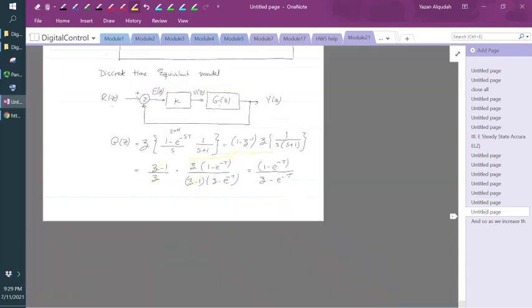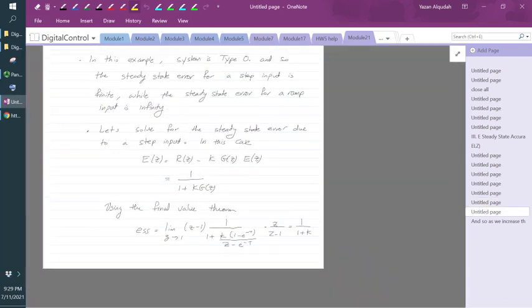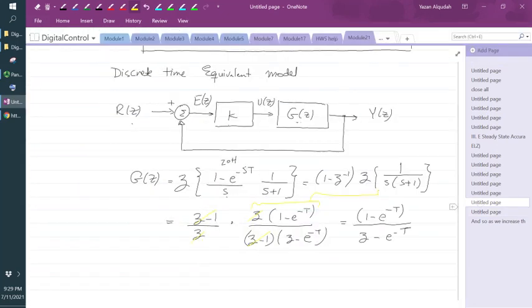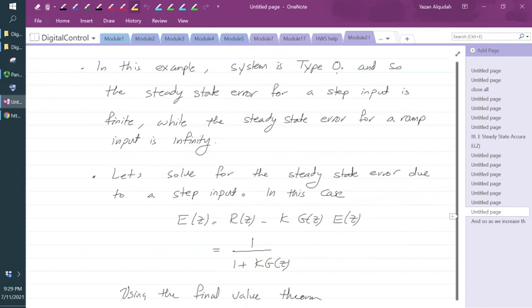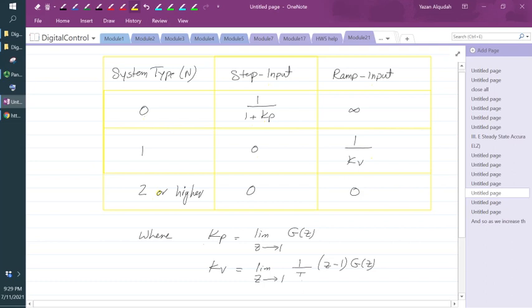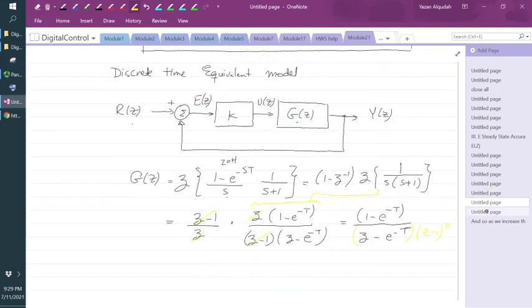Now if I look at this g of z, what is the type of the system? This system is type 0. If I look at g of z, there is no z minus 1 in the denominator. z minus 1 is to the power of 0. And therefore, this is a type 0 system. And so the steady state error, according to this table that we derived, for a type 0 system, for a step input is going to be 1 over 1 plus Kp. For a ramp, it is going to be infinity.